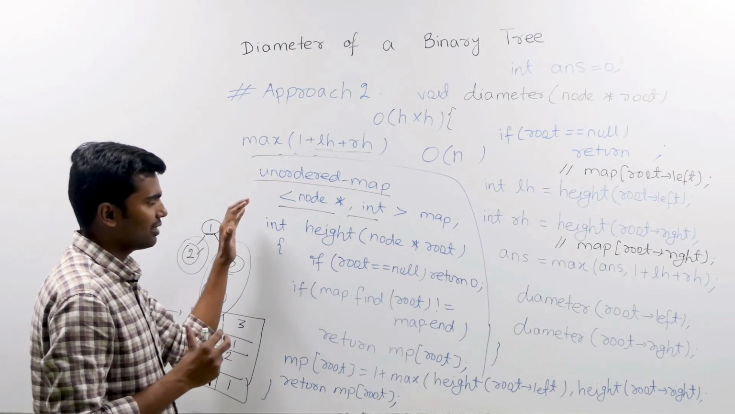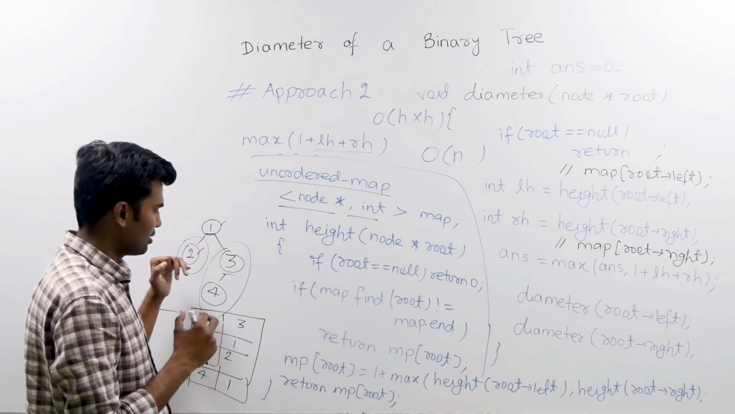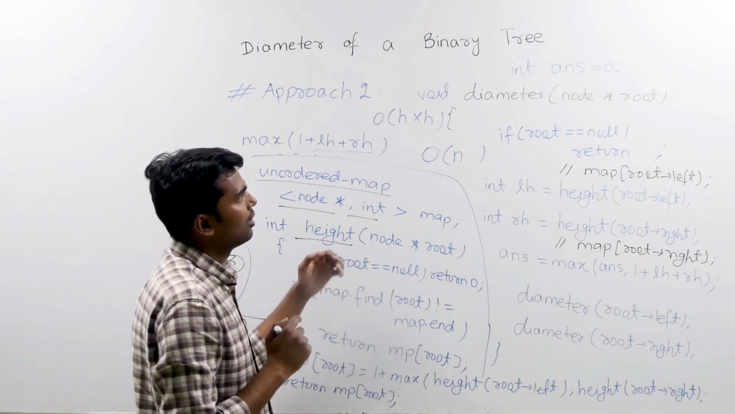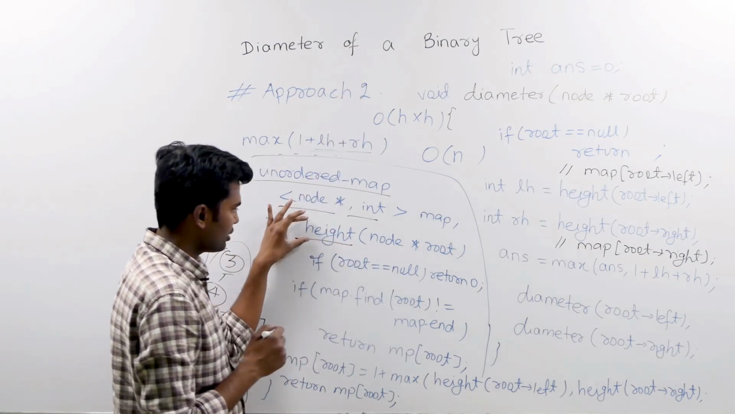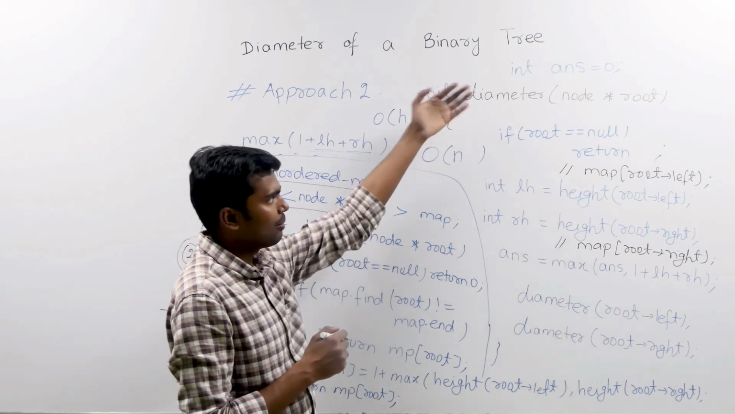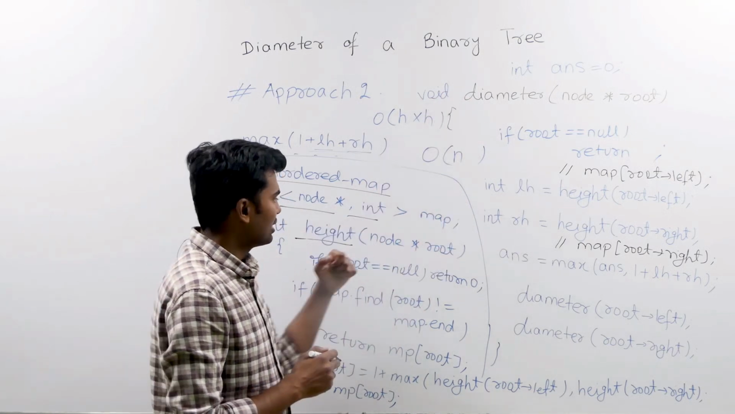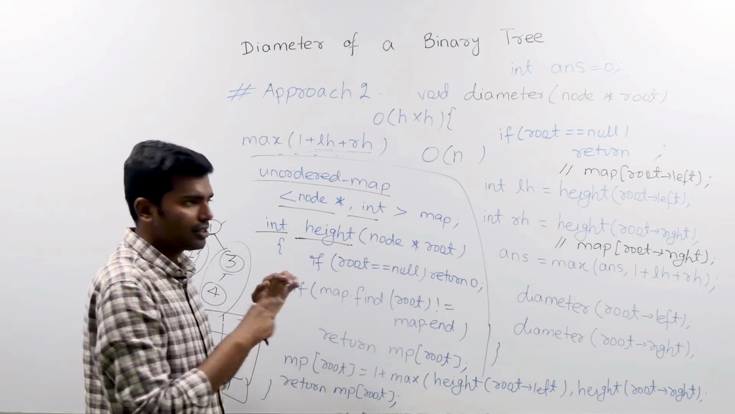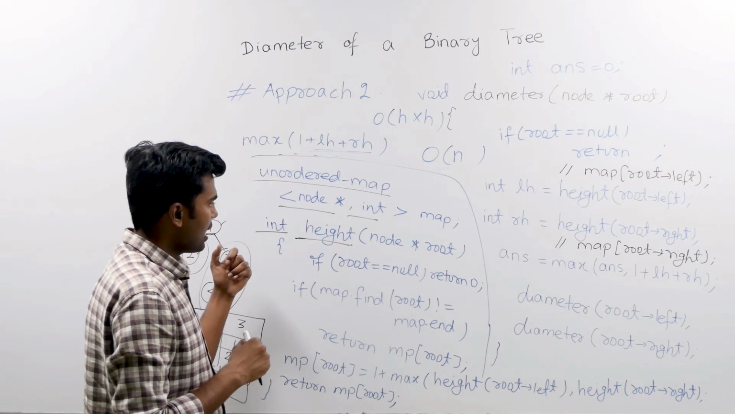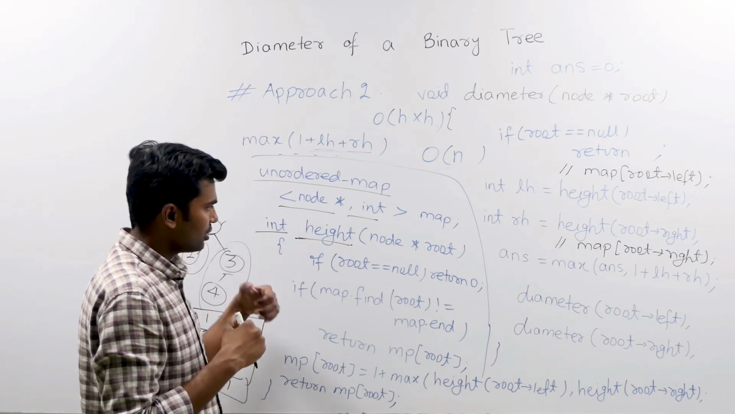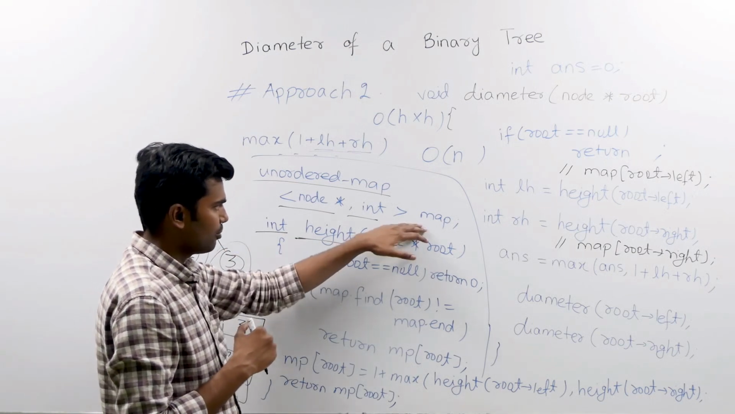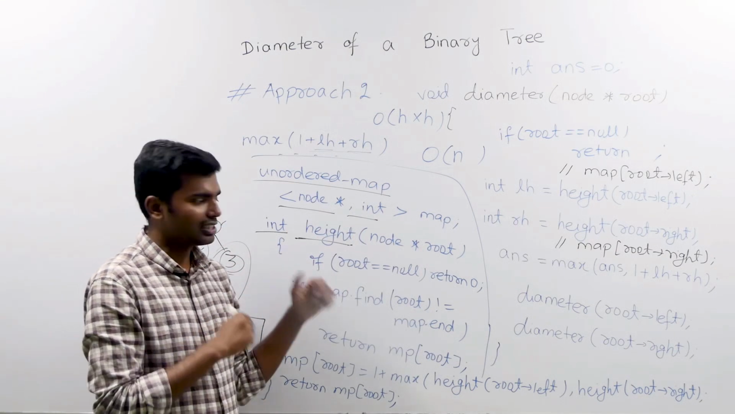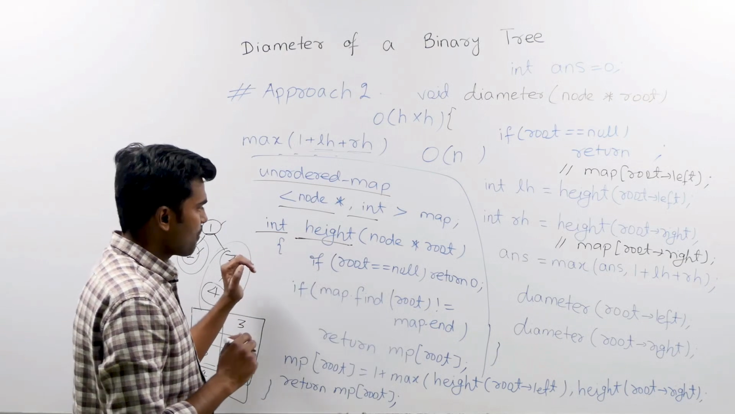The first thing is how we can store the height of every node in the hash map. To do that, it's very easy. We can do that using the same height function. So what I'll do is call this height function before calling this diameter function, right? This height function would return the height of that binary tree, and in that process itself it will store the height in the hash map for every node, in that function itself.